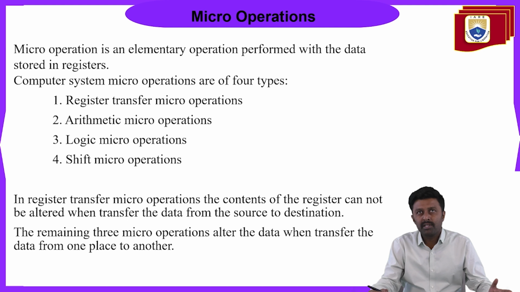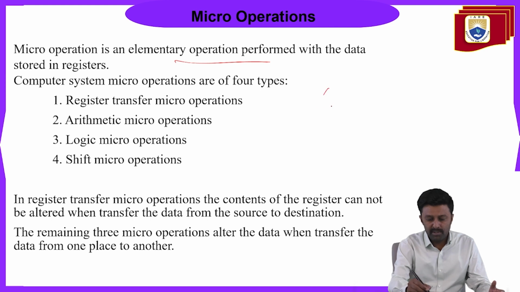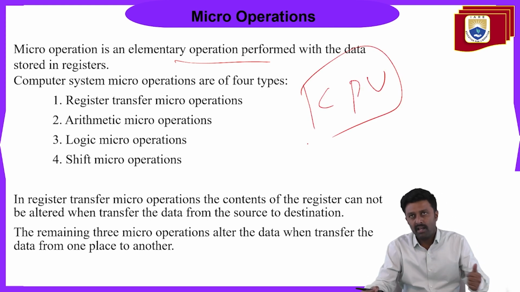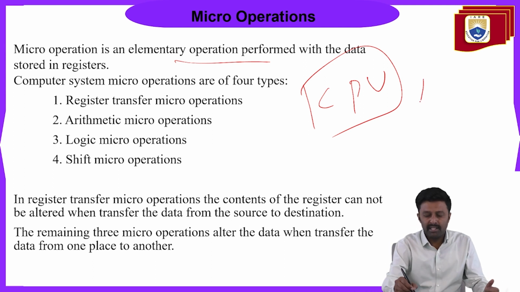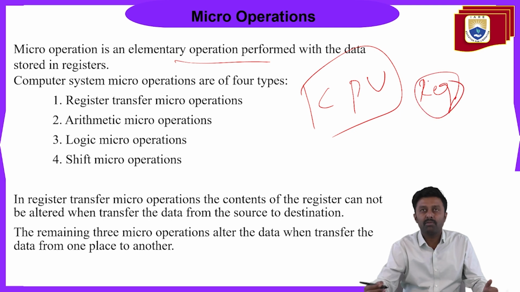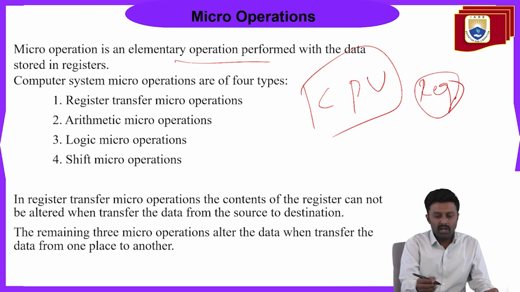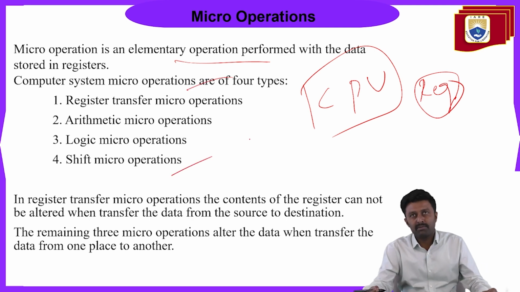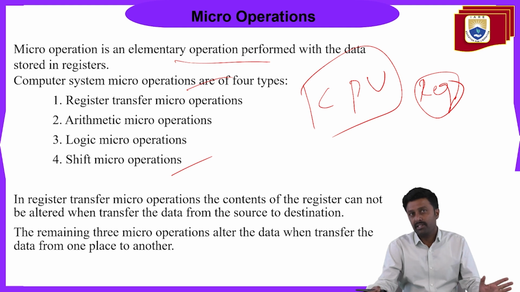So what is micro operation? A micro operation is an elementary operation performed with the data stored in the register. So whenever CPU executes any process, it executes the operations with the help of the registers. So the operations which are performed on the registers are called as the micro operations. So here we have these types of micro operations, that is register, arithmetic, logic, and shift.